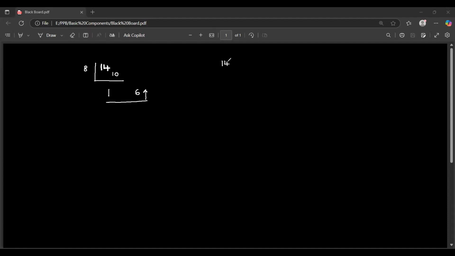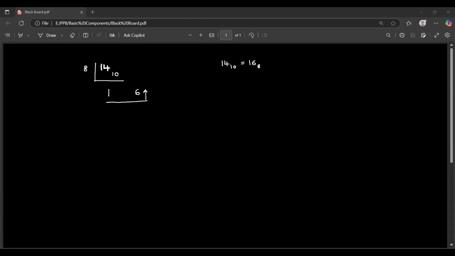So you have to follow the bottom to top approach. So 14 to the base 10 is equal to 16 to the base 8. This is what we have to do when we are converting from decimal to octal.